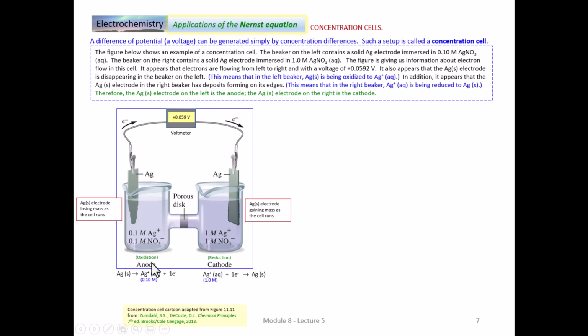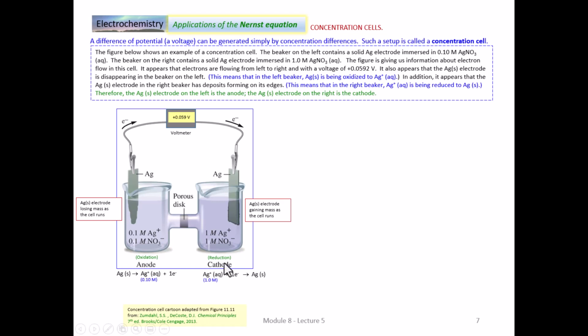So the left beaker is where oxidation is occurring. Electrons are leaving, and that silver metal from the electrode is being turned into silver ion, and that electron's going across through the voltmeter and down into the electrode on the right. So we write the oxidation reaction on the left. This would be the anode on the left. And we put a 0.1 molar under the silver ion concentration here because we realize that it would change over time as the reaction proceeds, but starting out it's at 0.1 molar.